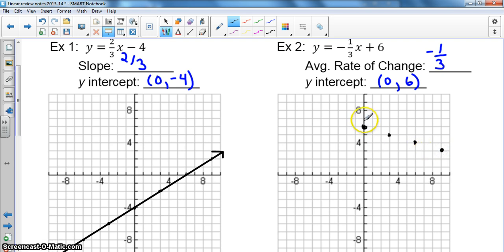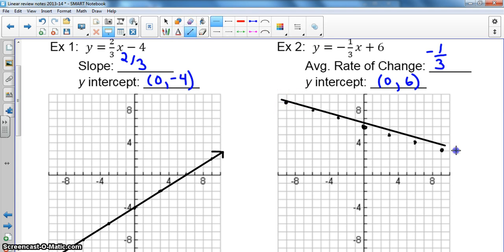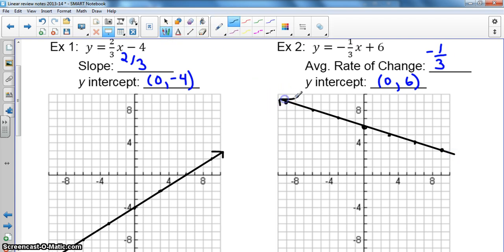We're then going to go up 1 and to the left 3, because up is positive, but that means left is negative, which gives us a negative slope. Up 1 and left 3, up 1 and left 3. Again, we connect those points with a straight line, put arrows on the end, and we have our line.